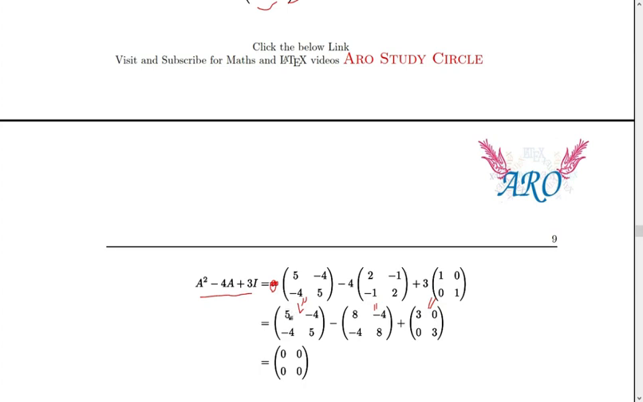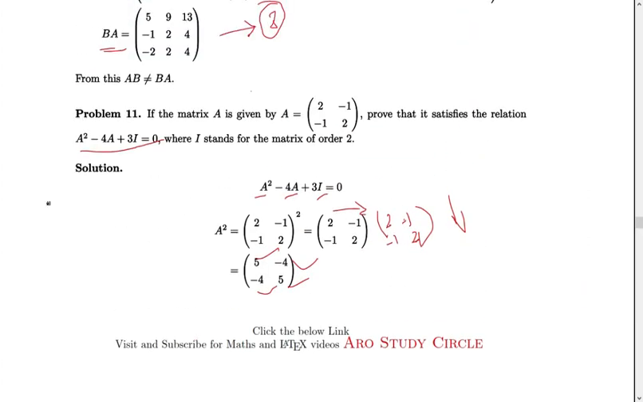If you are adding this 5, here the operation is minus. Okay, 5 minus 8 minus 3, minus 3 plus 3 is 0. Minus 4, minus of minus 4 plus 4, so 0, 0 plus 0, once again it's a 0. Minus 4, minus of minus 4 plus 4, 0, 0 plus 0 is 0. 5 minus 8, so minus 3, minus 3 plus 3, it's also 0. Therefore it satisfies the relation, satisfies the given condition.